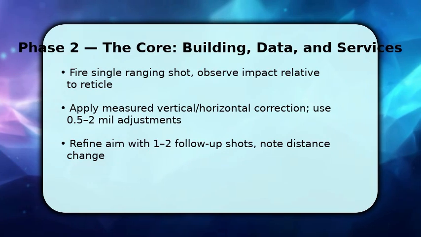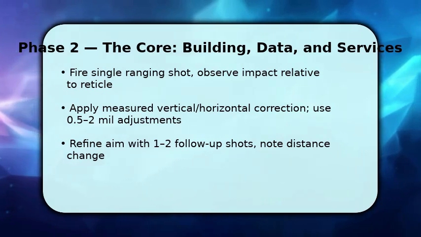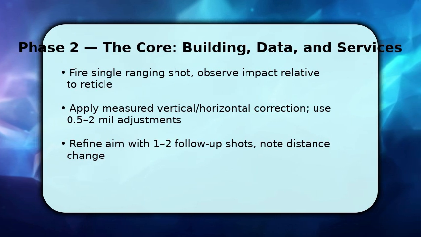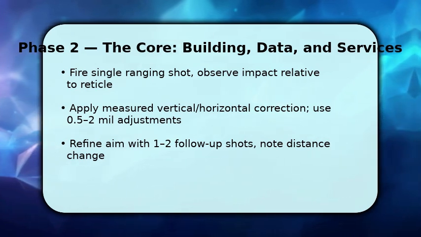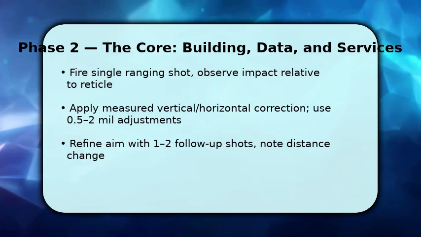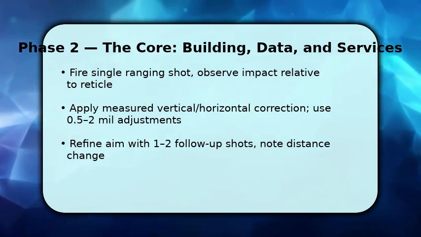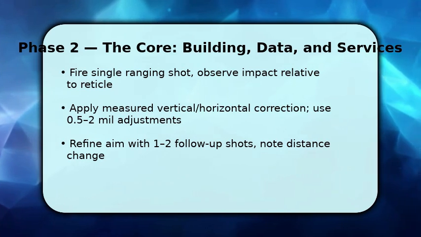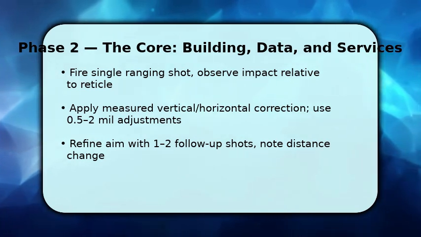You now perform a controlled ranging shot. Fire one round and immediately observe the splash or impact point relative to your reticle. Use that displacement to compute vertical and horizontal corrections, adjusting by predictable increments such as 0.5 or 1 mil because small steps avoid overshooting.